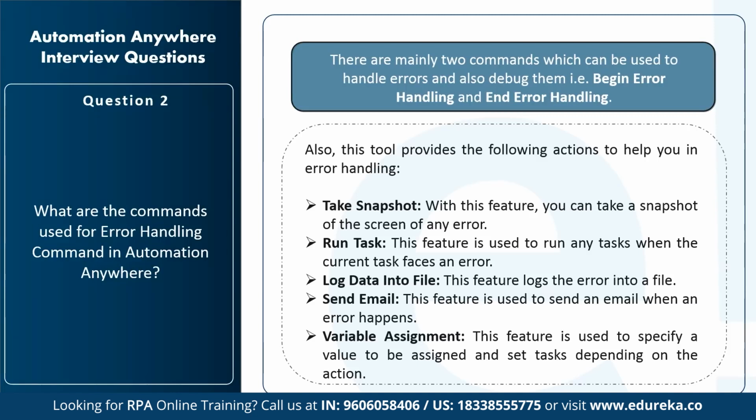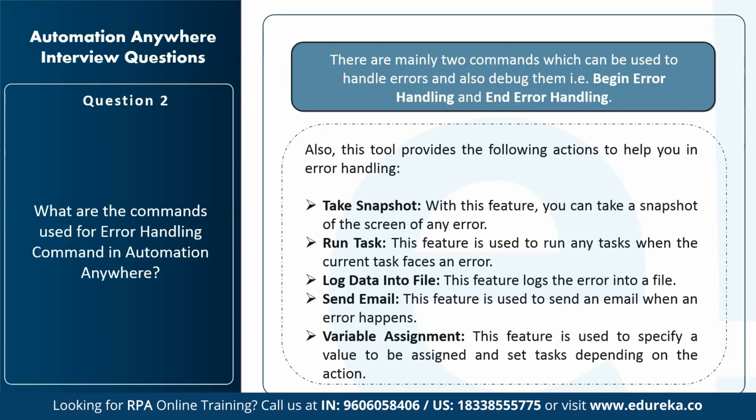Well, apart from these two commands, Begin Error Handling and End Error Handling, there are also various other actions that you can perform with the help of these commands. That is take snapshot, run task, log data into file, send email, and variable assignment. Talking about take snapshot, with this feature you can take a snapshot of the screen of any error. Coming to run task, this feature is used to run any task when the current task faces an error. Coming to log data into file, this feature is used to log the errors into a file.